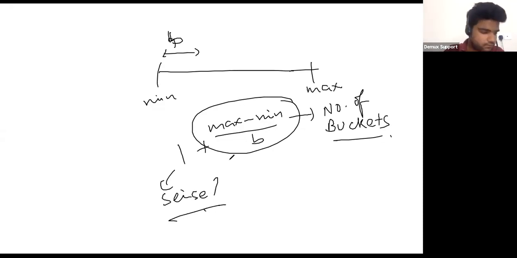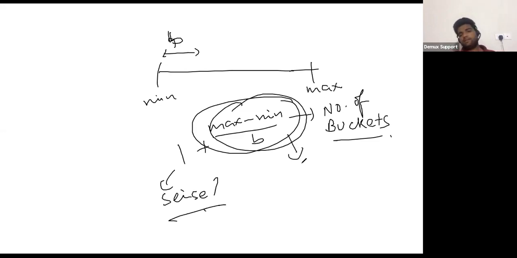Anyone? Adding 1, then feel of this you are saying. No, if this is a perfect number, then also we are adding 1. If it is perfectly divisible, then also we are adding 1. We did that, right? We always did this. Max minus min. We wrote this as the number of buckets.